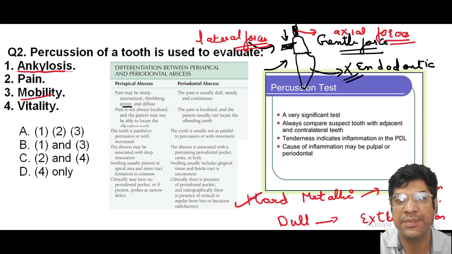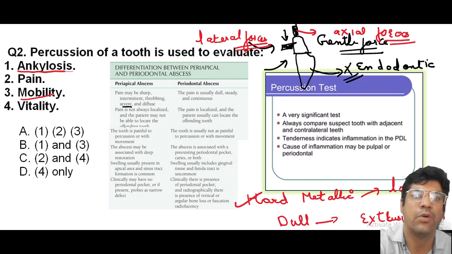So if the tooth is mobile, it can indicate a condition like periodontal disease or any trauma. So that is why your answer is option 1.